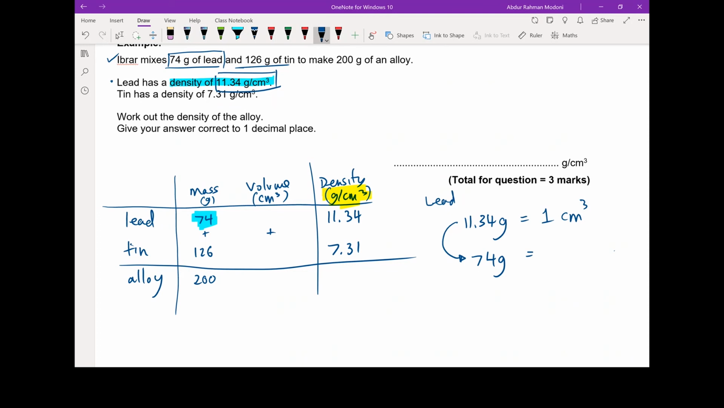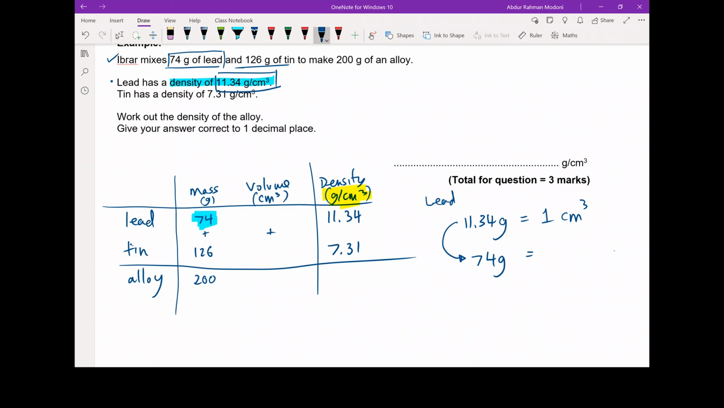So this is our multiplicative reasoning, and how you figure that out is you would do 11.34 divided by 74, and that gives us a decimal. Since the question asks for the final answer to 1 decimal place, we need to make sure that midway through the calculation our accuracy is more than 1 decimal place, so we don't lose any accuracy. As long as we work with 2 or 3 decimal places throughout, the accuracy should be fine. So if I did that, that gives me 0.153.